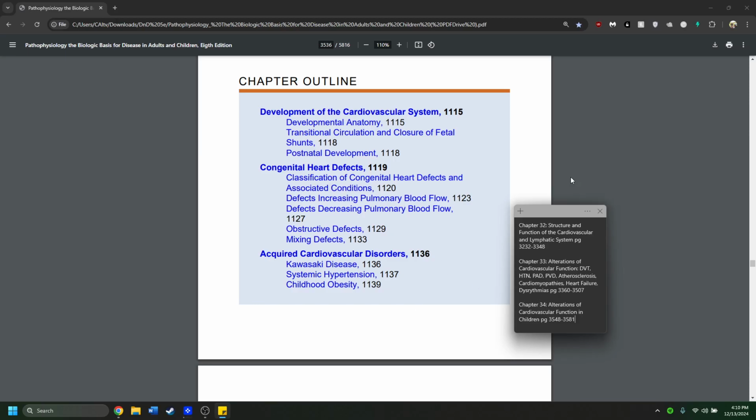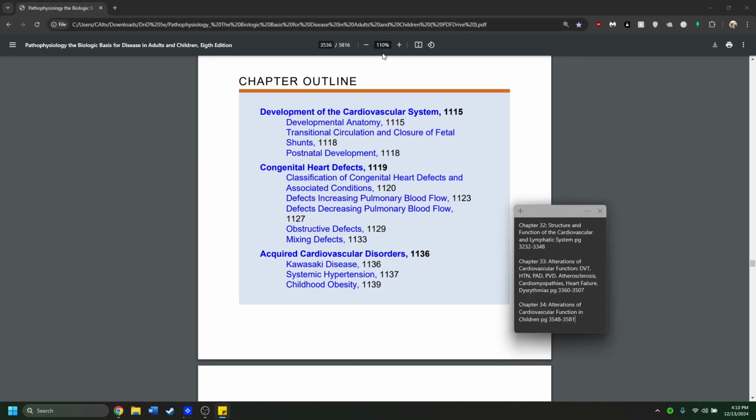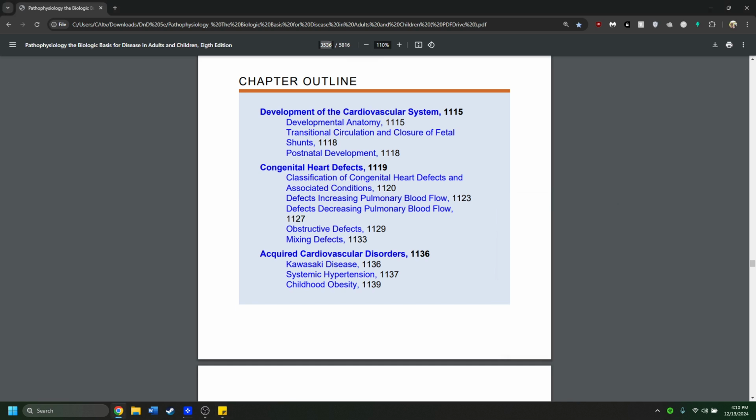Again, my pages are a little different than in the book, but we'll jump right into it here. 3548. So we'll jump right into it.